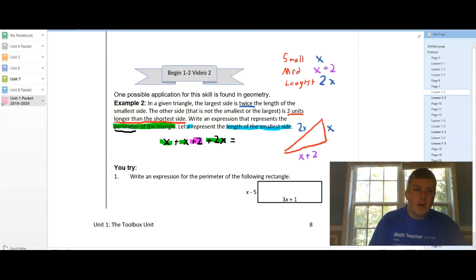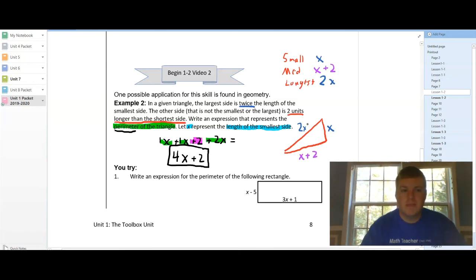Remember, if we just have a variable with no number in front of it, that's like having an invisible 1 there. So I'm going to do 1x plus 1x plus 2x, which is going to give me 4x. And then I have my last part, the plus 2. It didn't have any other like terms to add with it, so it's just going to stay as a plus 2. And that is going to be the expression that represents the distance around this triangle that we drew.